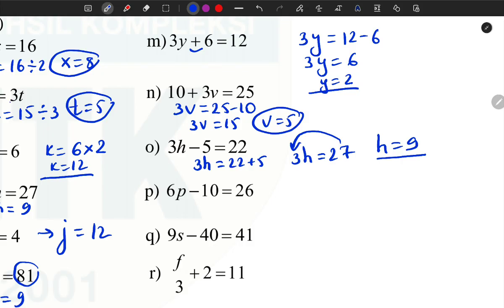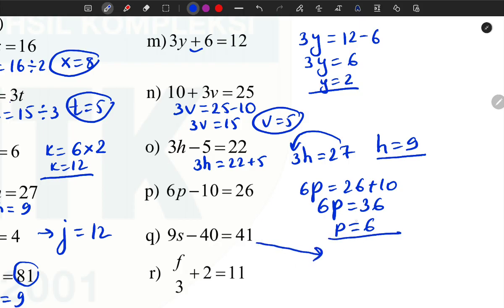Variant P, 6p minus 10 gives us 26. First we need to add 26 and 10, and we get 6p equal to 36. Then, for finding p, we need to divide 36 by 6, and we get 6.